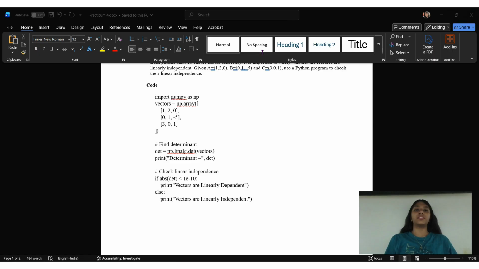Now the big question is, are these vectors linearly independent? In other words, can one of them be written as a combination of the others? Or do they span the full three-dimensional space?